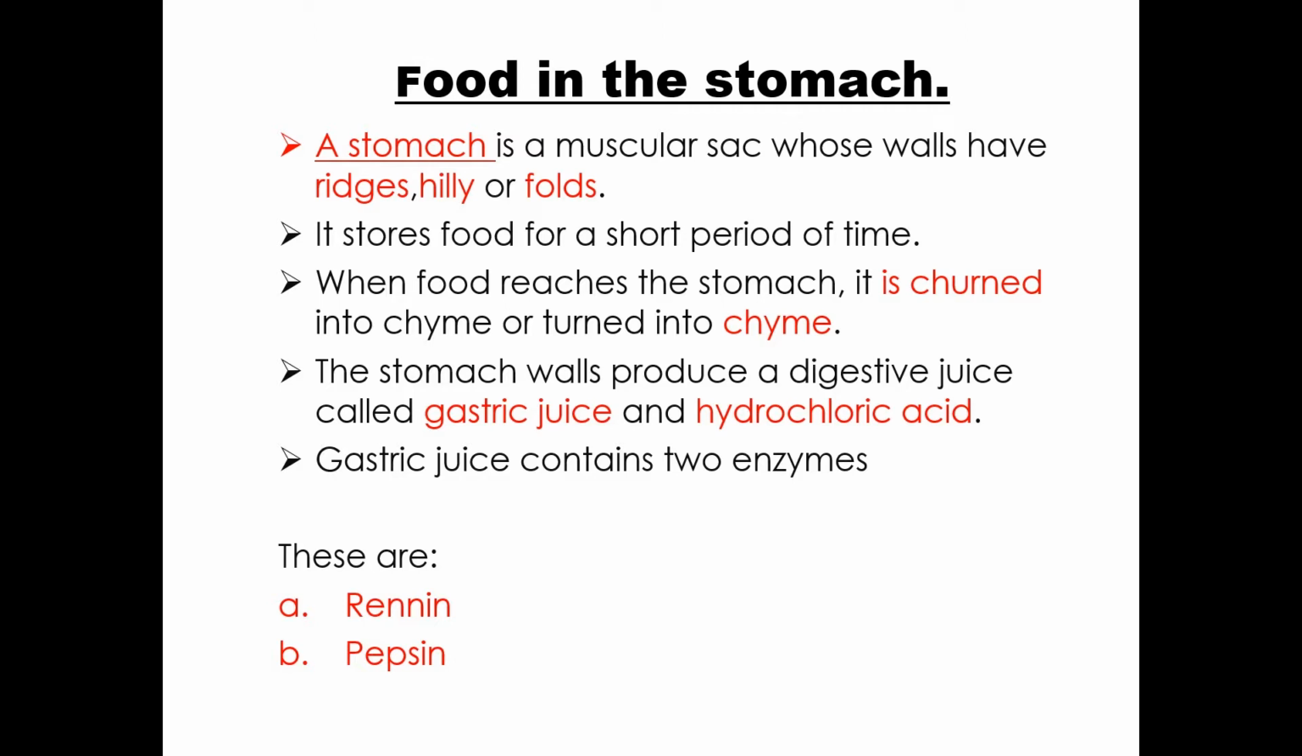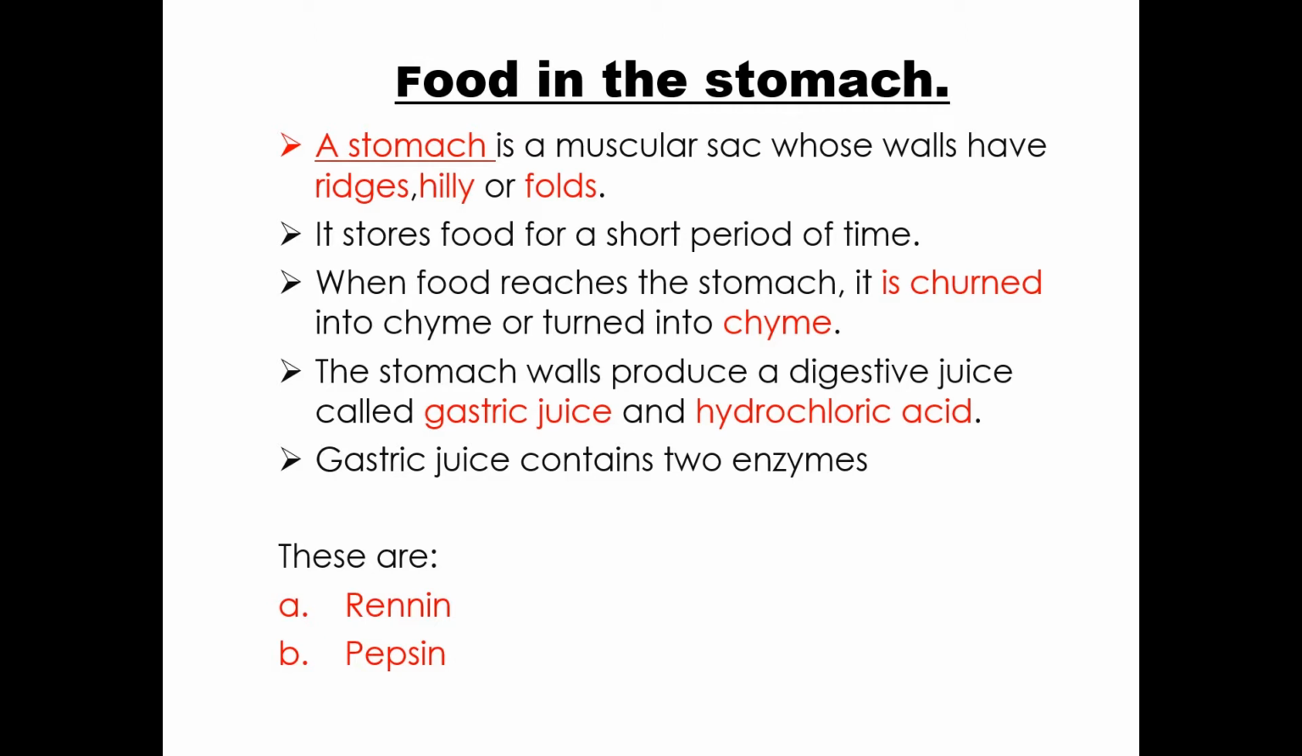Another function of the stomach, it is where digestion of proteins begins. And then 3, the stomach walls produce a digestive juice. That digestive juice is called gastric juice. Then another thing that's produced by the stomach is the hydrochloric acid. Hydrochloric acid.